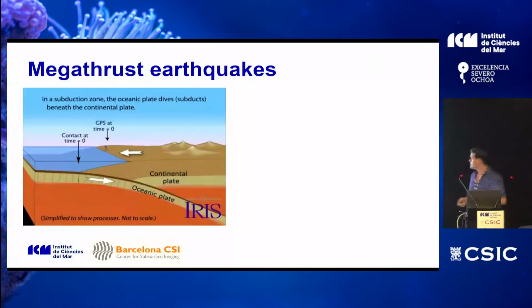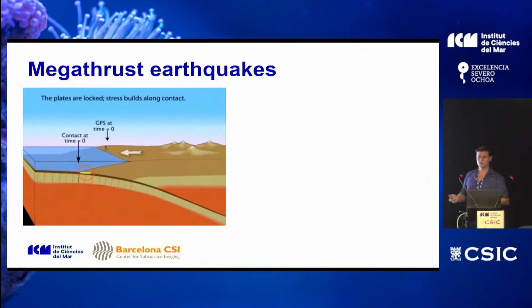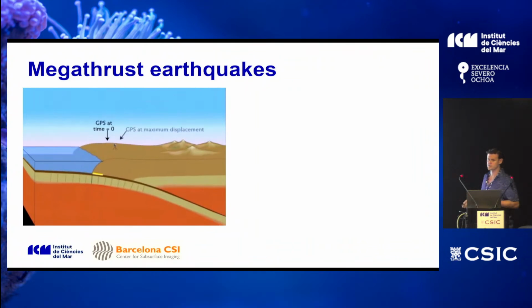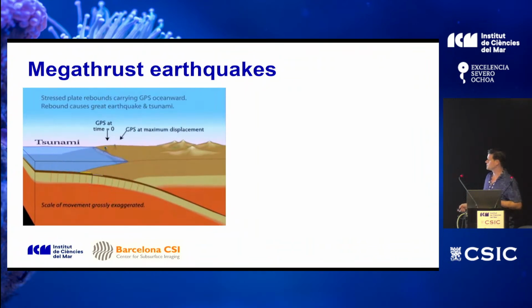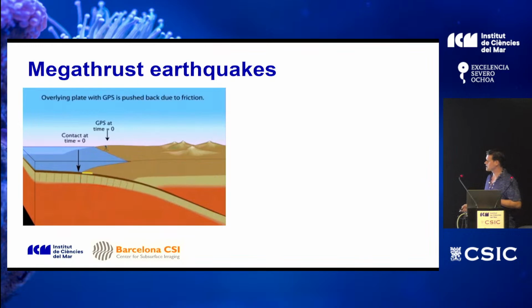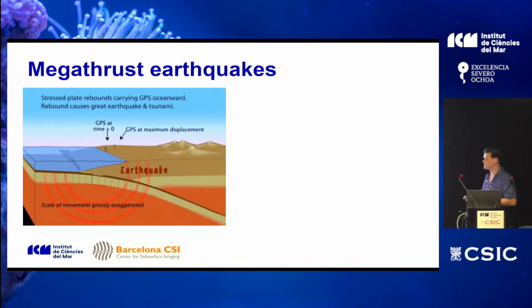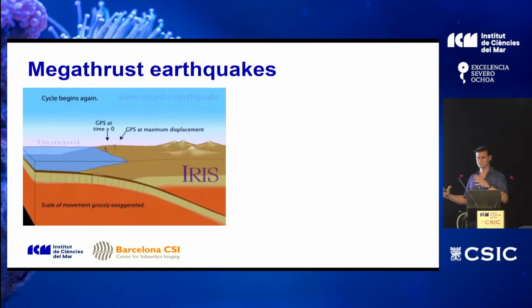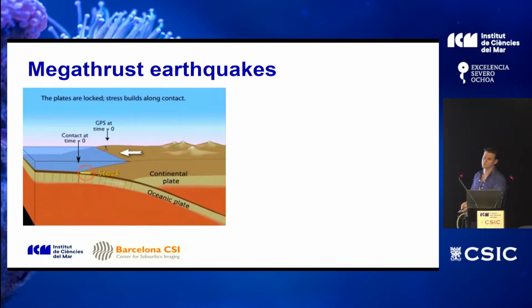So why do megathrust earthquakes occur in these regions? The basic process is that we have an oceanic plate continuously going down, and the upper plate becomes stuck in this region over here and starts storing elastic energy until the tectonic force of the upper plate overcomes this friction. Then an earthquake happens, releasing all this elastic energy.